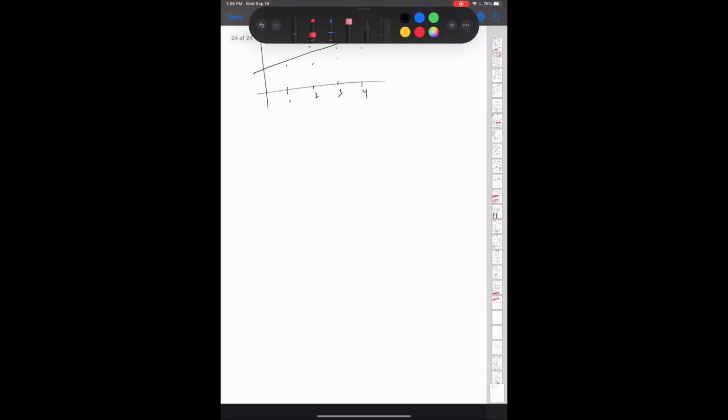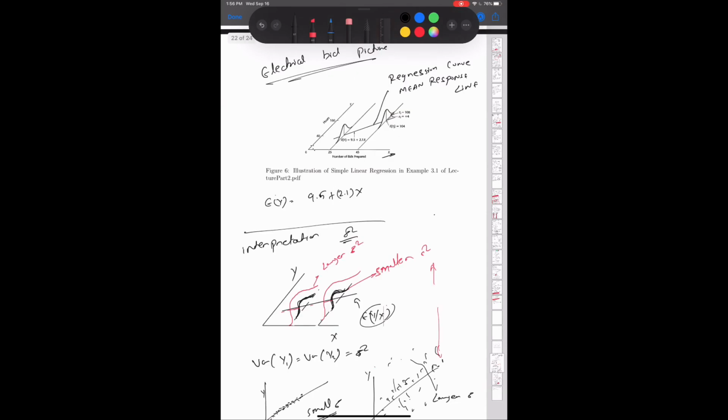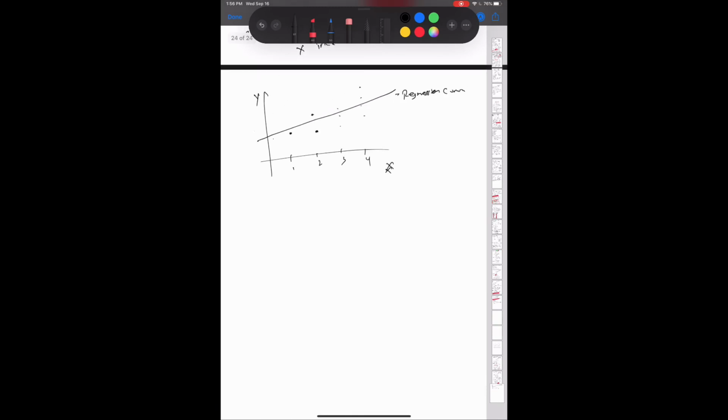We only get data. We don't know the regression curve. So this is x, this is y. When x increased by 1 unit, the slope of the regression line says y should increase. When x increased from here to here, y should increase from here to here.